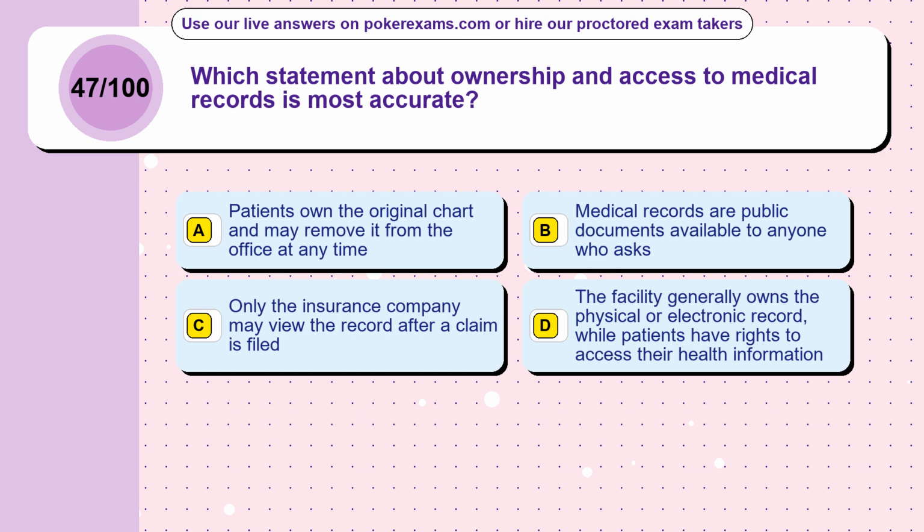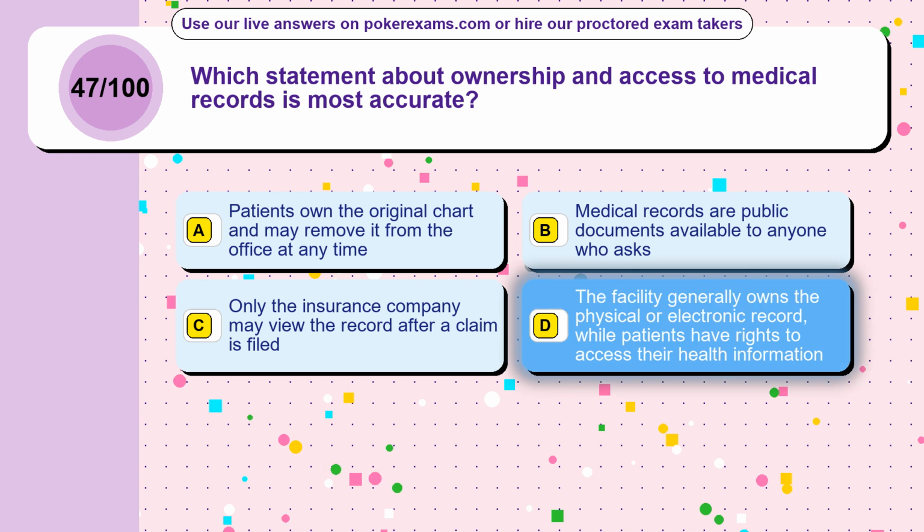Option B. Medical records are public documents available to anyone who asks. Option C. Only the insurance company may view the record after a claim is filed. Option D. The facility generally owns the physical or electronic record, while patients have rights to access their health information. The correct answer is option D.